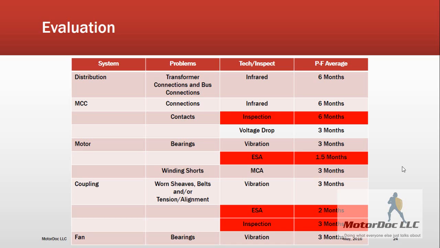The result of this analysis is infrared performed on the electrical systems quarterly, a voltage drop test performed on the starter every 6 weeks, vibration and MCA performed on the motor and fan every 6 weeks.